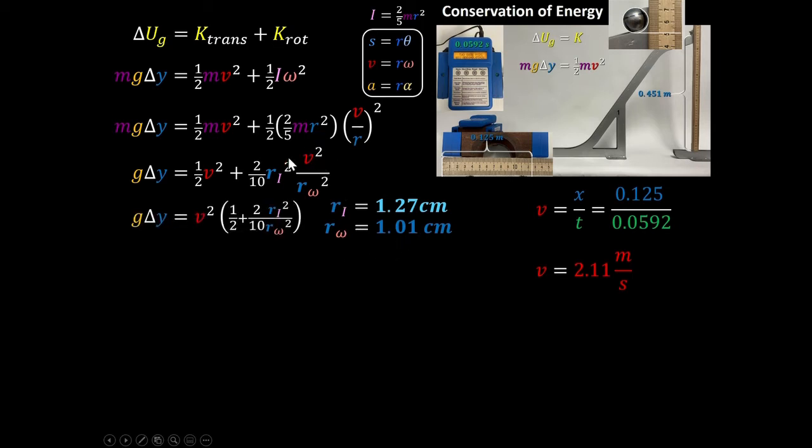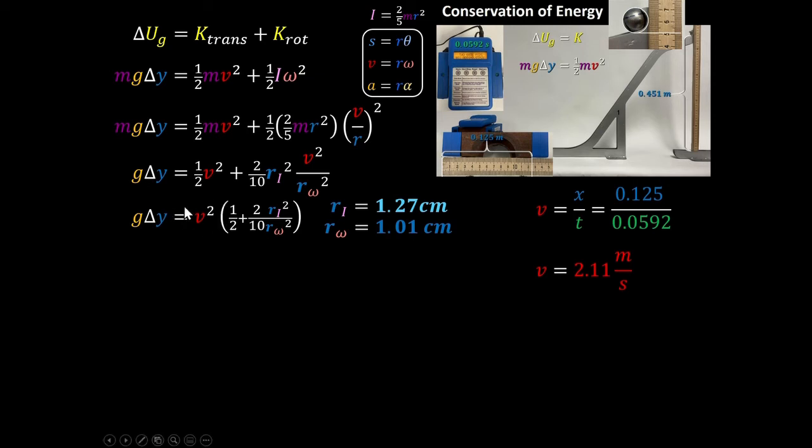So there is a v squared in this term and a v squared in that term. I'm going to factor that out. I'm still left with a 1/2, I'm still left with the 2/10, and I'm still left with that and that. It does get a little ugly, but we can do algebra, and we can do it very carefully.